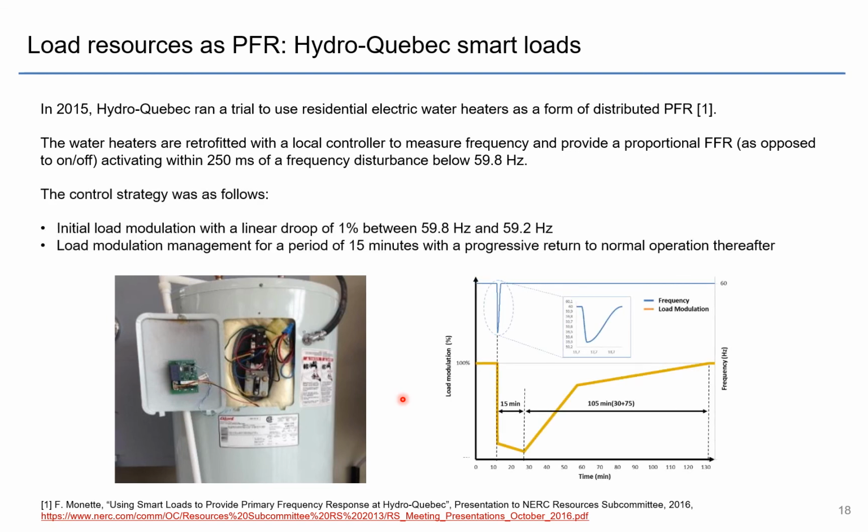So the control strategy was that whenever there was a drop in frequency, in the initial stages, it would modulate the load with a linear droop of 1% between 59.8 and 59.2 Hertz. Then it would modulate for 15 minutes on droop, and eventually, after 15 minutes, it would progressively return back to normal operation.